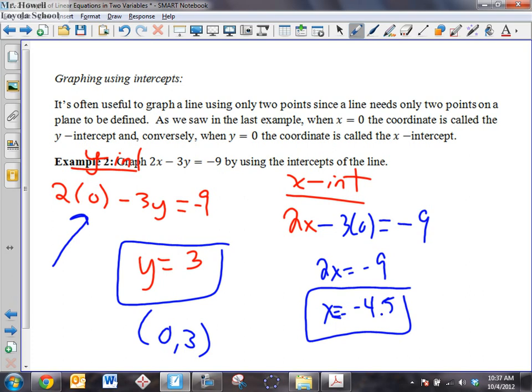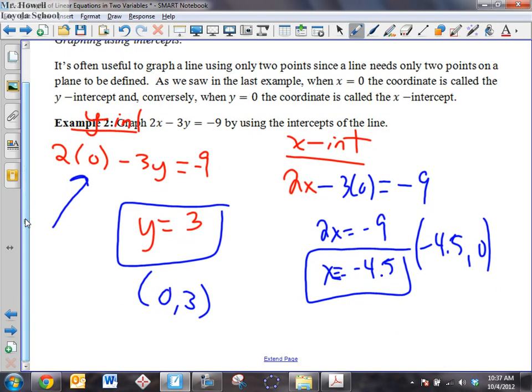Since we set y to 0 here, then we have an answer of negative 4.5 for x, we're going to have negative 4.5 comma 0. Again, remember, whenever you find the x-intercept, y is 0. Whenever you find the y-intercept, x is 0. All right, so using the two coordinates now, let's graph.